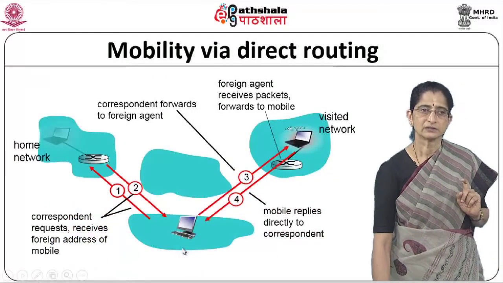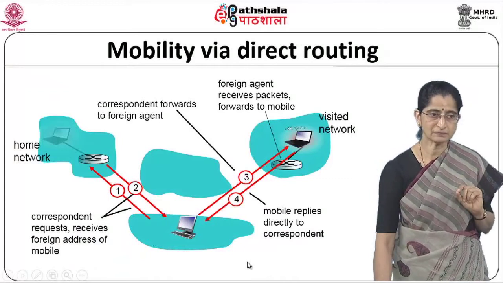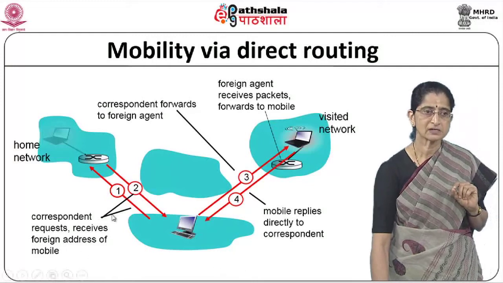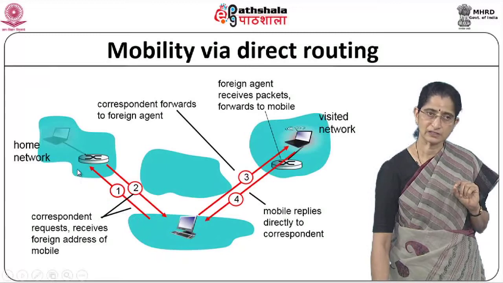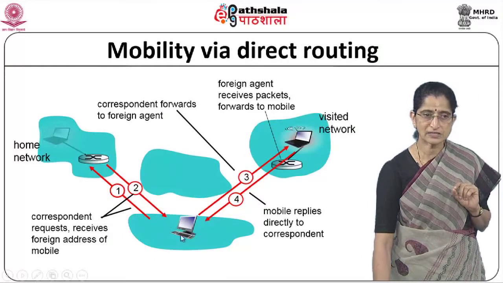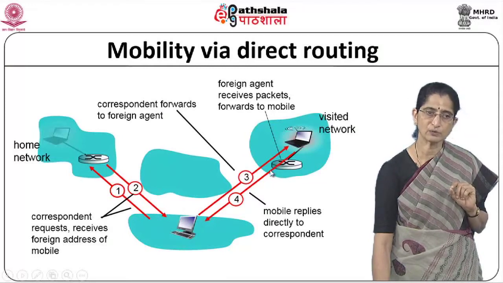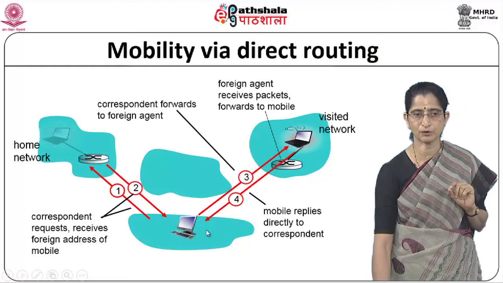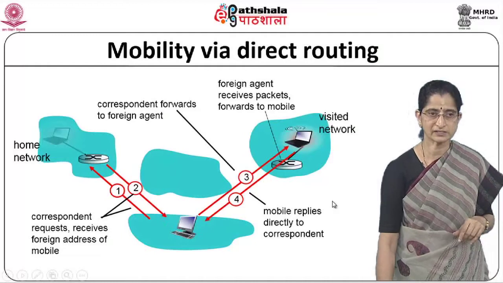So, now this we call a direct routing mechanism. When you do direct routing, let us look at what happens. Your first step is that the correspondent requests the home network and receives the foreign address of the mobile. So, the home agent actually sends the information to the correspondent node, and the correspondent node now will talk to the foreign agent directly. Okay, 3, and the mobile node now can reply back to the correspondent directly. This is called a direct routing mechanism.